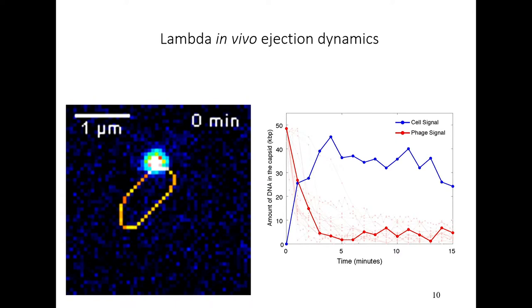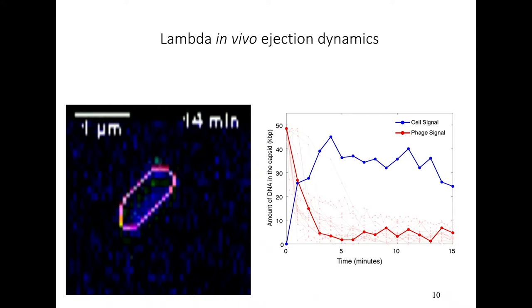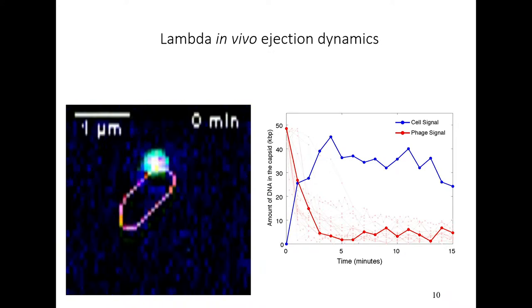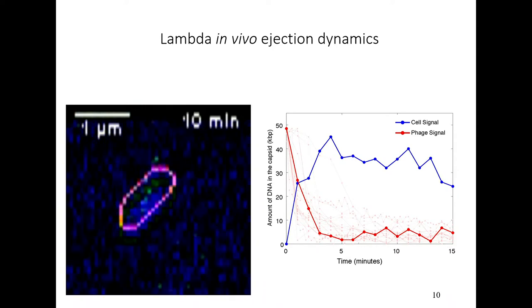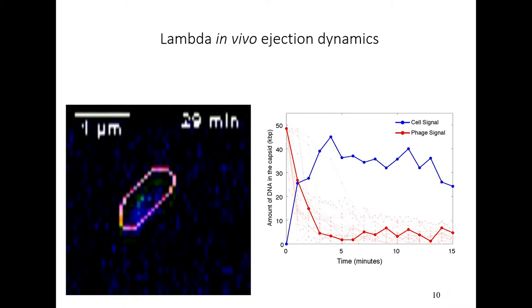So this is a typical movie. I have to teach the computer to show it. If it works, yes, it does. It's a little fast, but you see that in the beginning, all the fluorescence is in the phage head. So this is a phage that sits on a bacterium. Here's the bacterium. All the fluorescence is in the phage head. There's no fluorescence here. And then after a while, on the order of minutes, there's a redistribution of fluorescence, right? And you can tell here that it's on the order of minutes. So let's say in 5 minutes, most of the DNA is out. There's also a lot of noise, but that's a different story.